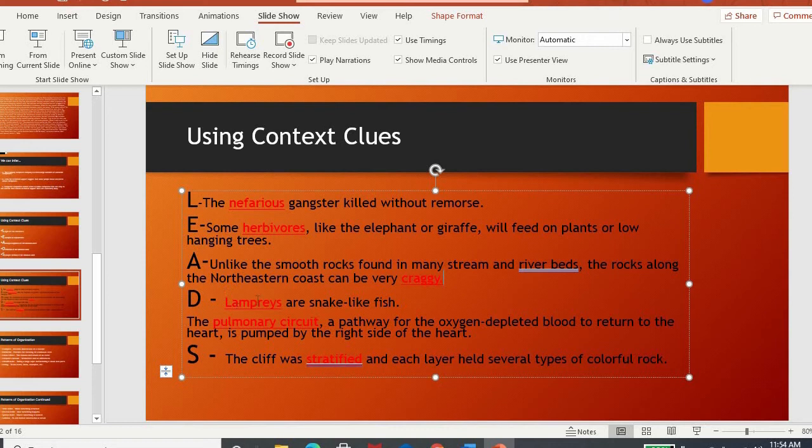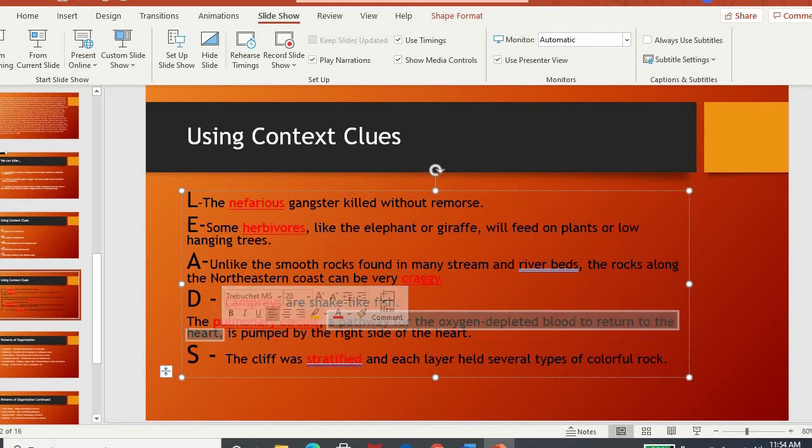Sometimes the author will come right out and give you a definition. Lampreys are snake-like fish. Words like are, is, means, those are really powerful words we need to pay attention to when they're connected to an unfamiliar word, because odds are the author is providing you that definition. Or, like in this case, the pulmonary circuit, they put the definition inside commas. An author may do that with parentheses, dashes, brackets to let you know they're defining the word.